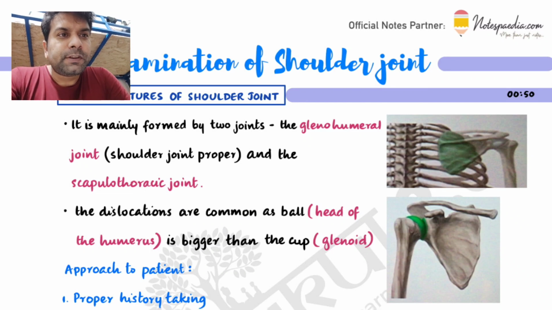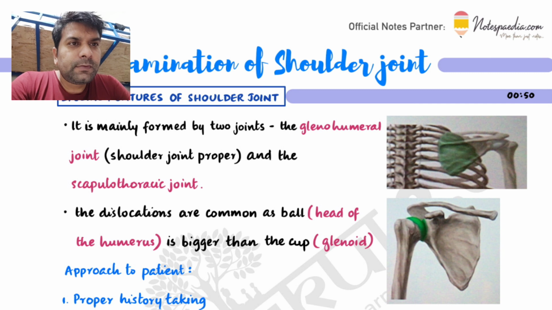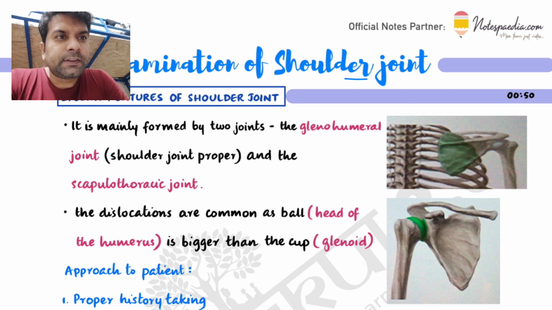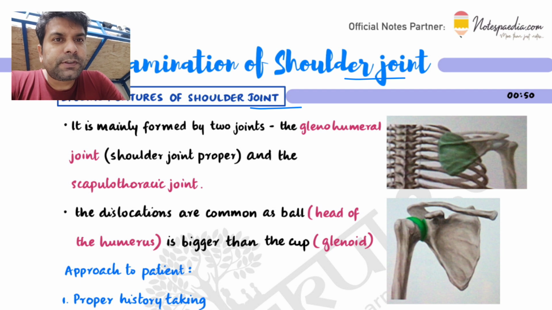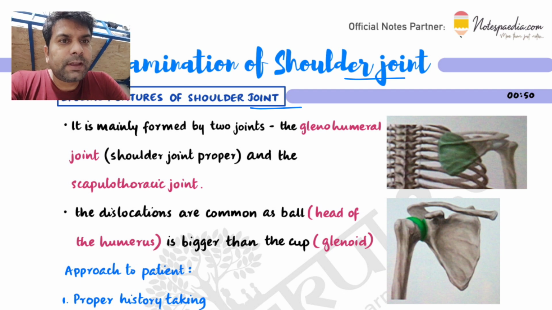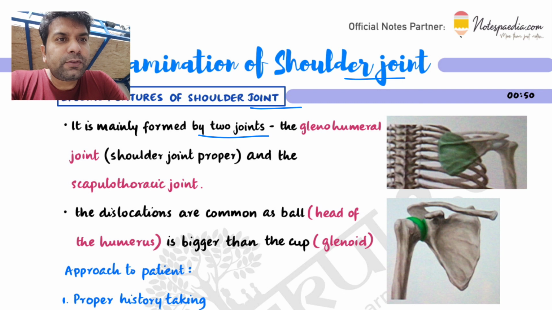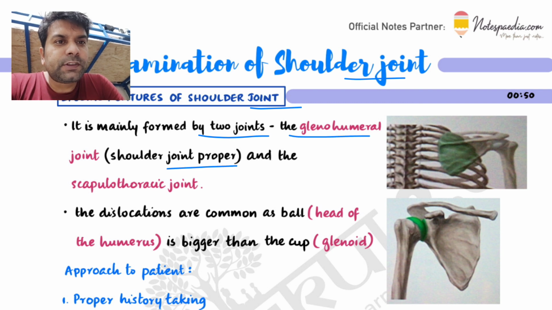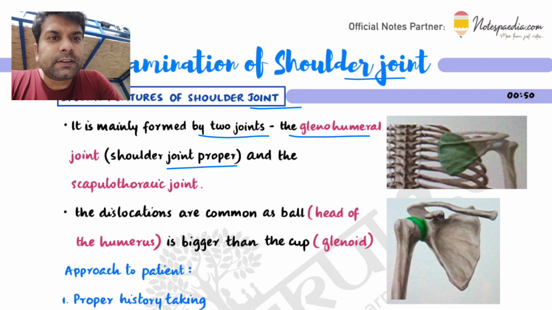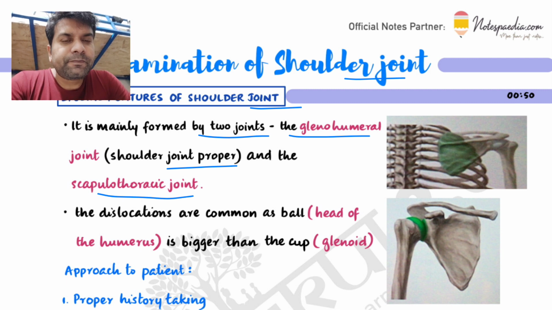Examination of shoulder joint. Shoulder joint की examination. A special feature of shoulder joint: it is mainly formed by two joints, glenohumeral joint यानी कि shoulder joint proper and the scapulothoracic joint.